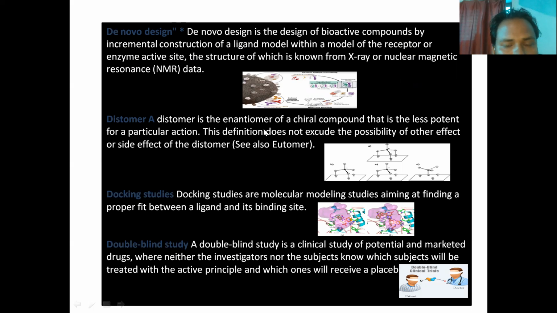Distomer is an enantiomer, a chiral compound. What is a chiral compound? If a compound is attached to four different fragments, then it is called chiral. There are also other phenomena which describe chirality. A distomer is the enantiomer of a chiral compound that is less potent for a particular action. The definition does not exclude the possibility of other effects or side effects of the distomers.